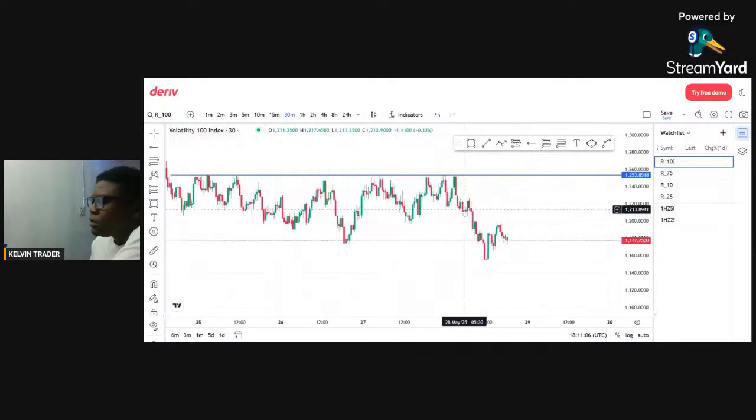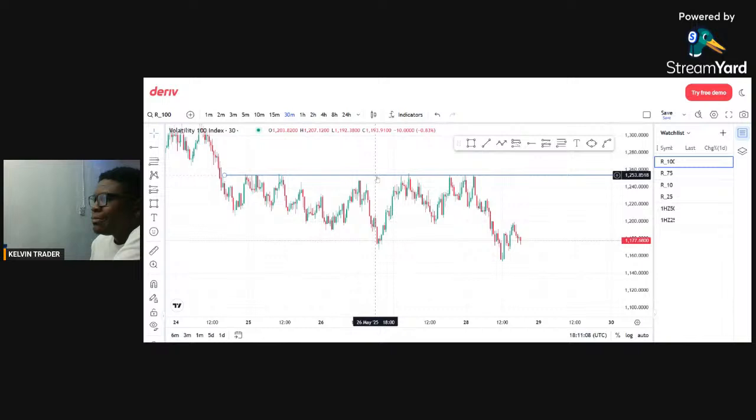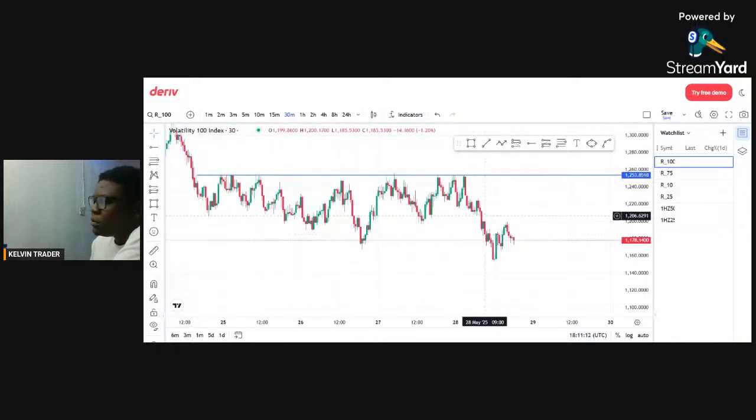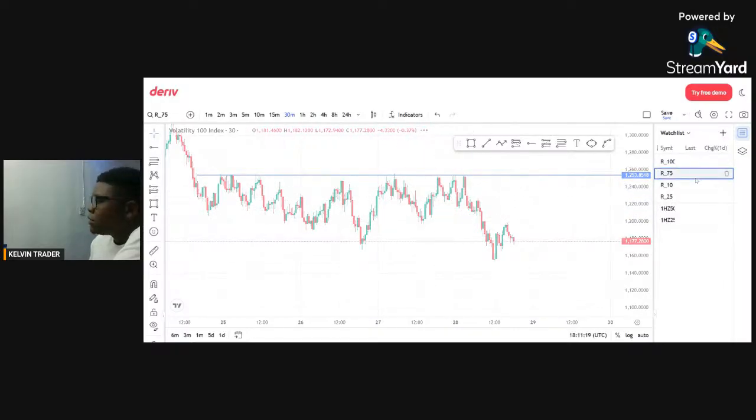Nothing here, nothing here. I'm not seeing anything here. Inasmuch as I know it will sell, I'm not seeing any of my structure or my pattern here, so I'm leaving it. Let me go back to VIX 75.